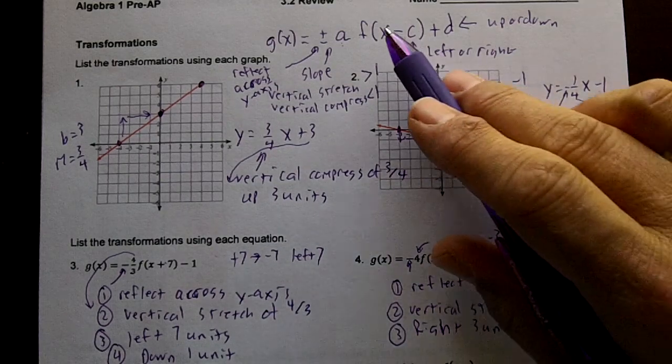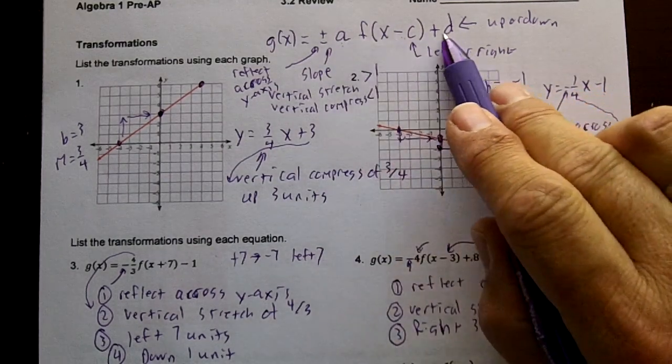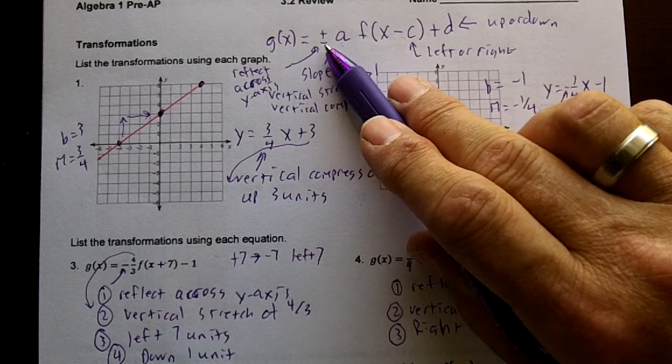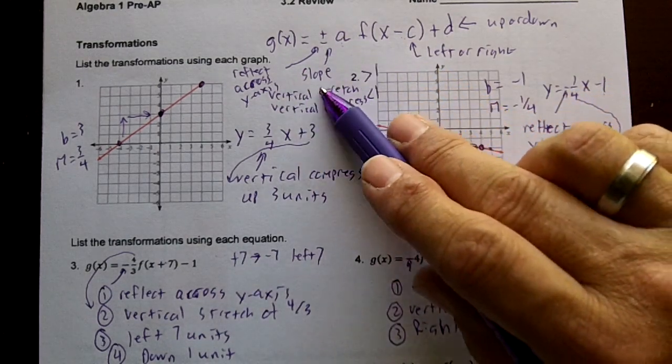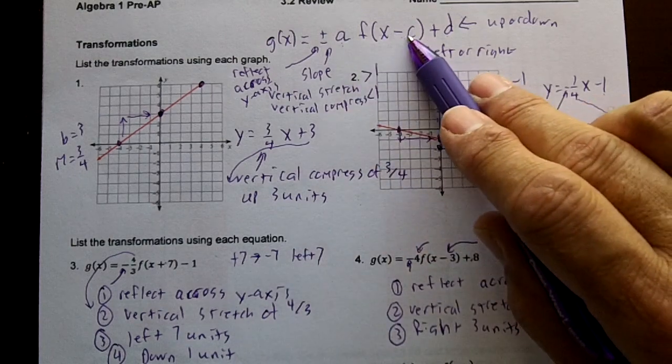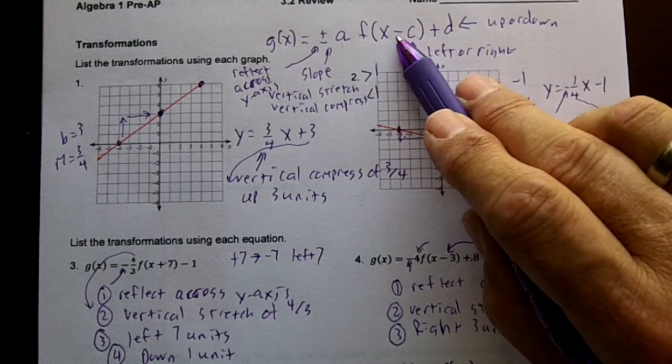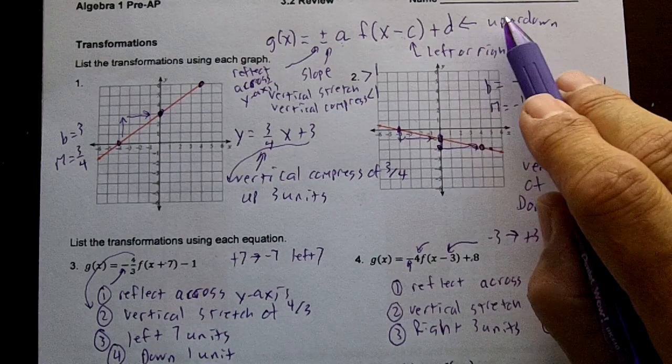Piece of cake. You just got to remember these 4 steps. This reflects it across the y-axis if it's negative. The A is either going to be a vertical stretch or a vertical compress. The C moves it left or right, but you have to do the opposite of the direction. And the D moves it up or down.